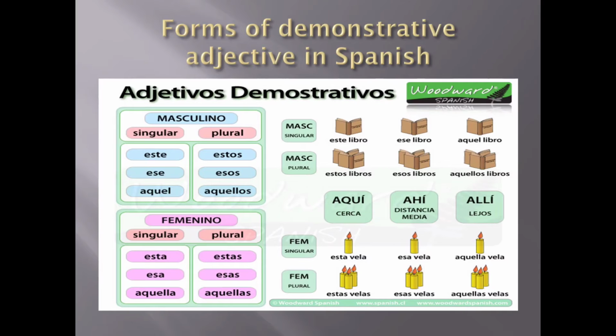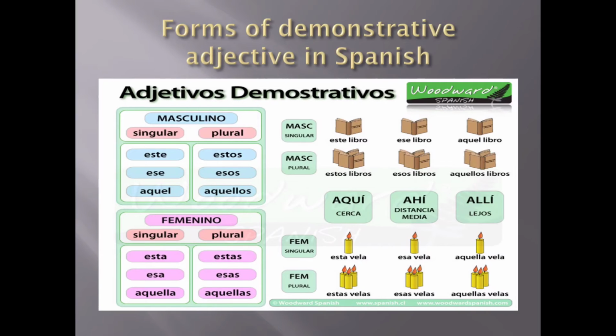Now let's look at the femenino or feminine. We have esta and estas, esa and esas, aquella and aquellas. Now for the example, we have esta vela and estas velas. You could notice vela or velas are feminine nouns. This is the reason why we already changed the demonstrative adjective. So this means this candle and these candles.